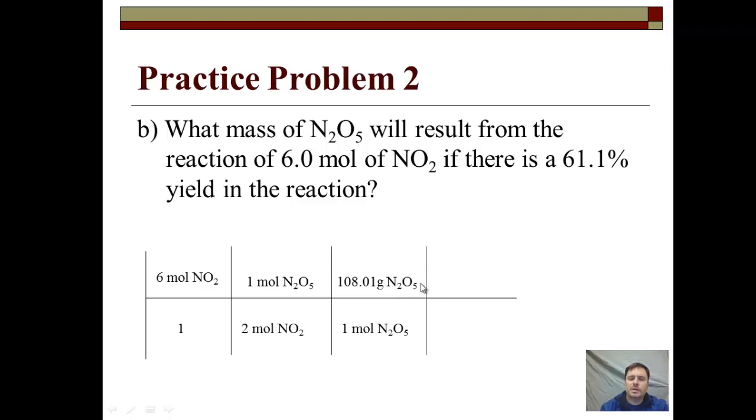Now, if we stopped here, that would be what we should have got in theory if we started with 6 moles. But it's telling us that we don't want the theory, we want the actual, and it says it's 61% efficient. It's kind of like saying, well, you got a 61% on a test. What's your points? So what we need to do here is multiply this by the 61%, but put it in decimal form. And when we do that, we find out that if it's a 61.1% yield, we end up with 197.98 grams of N2O5.